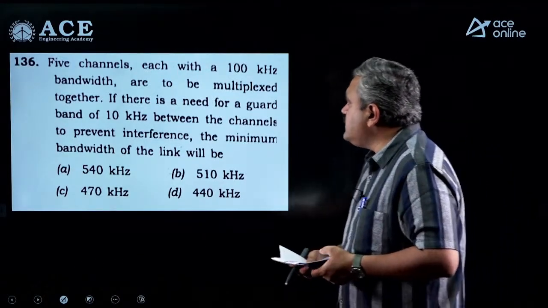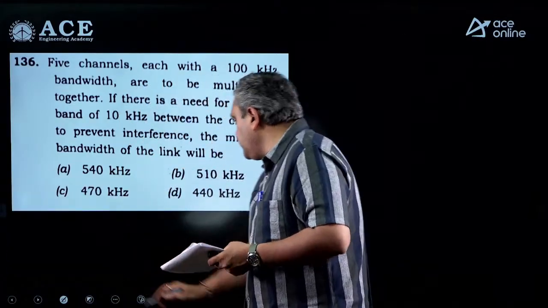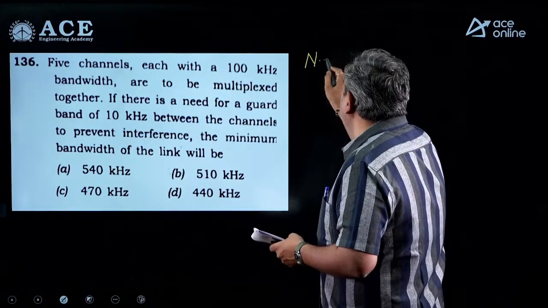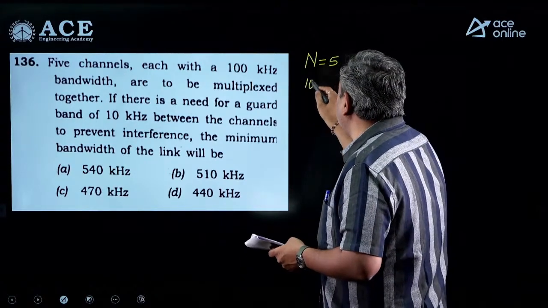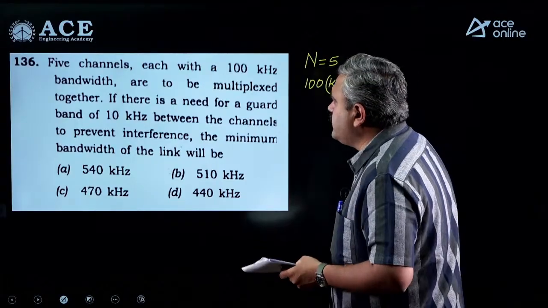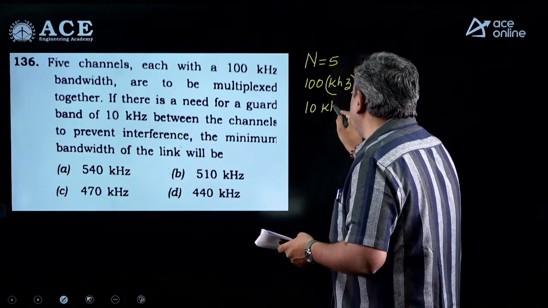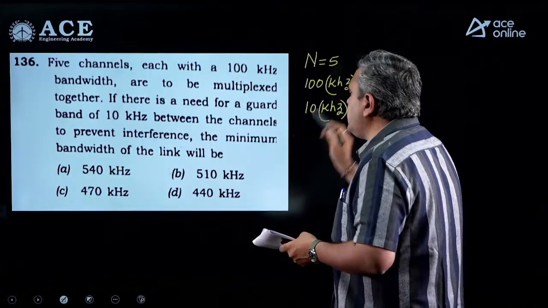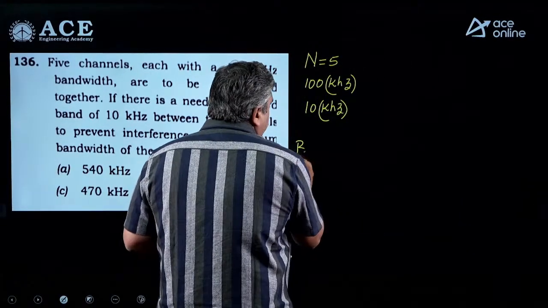Next, 5 channels. So, here he is taking a capital N value as 5, with a 100 kilohertz bandwidth. Each bandwidth is 100K, to be multiplexed together, with a need for a guard band. The guard band, the extra space left between 2 channels, is 10K. The minimum bandwidth: what is the total bandwidth requirement?